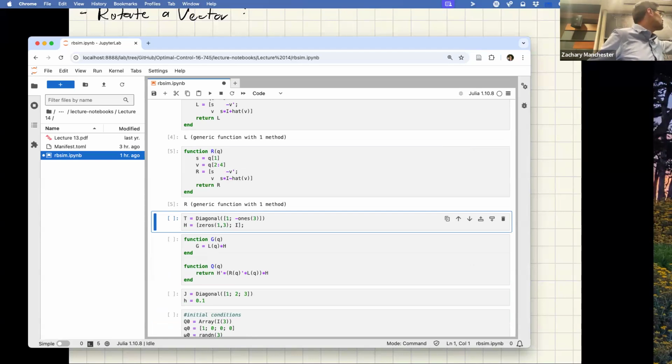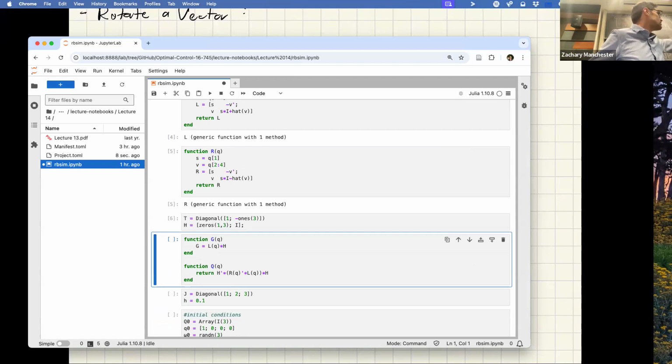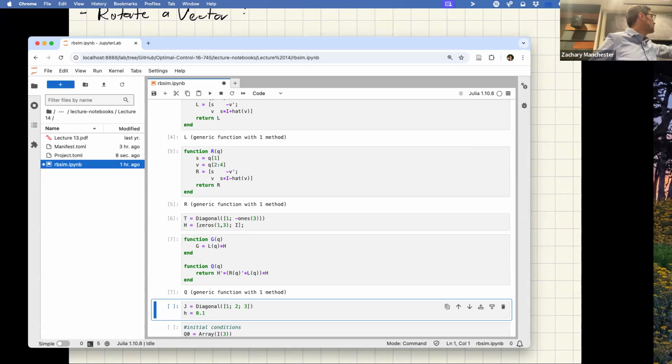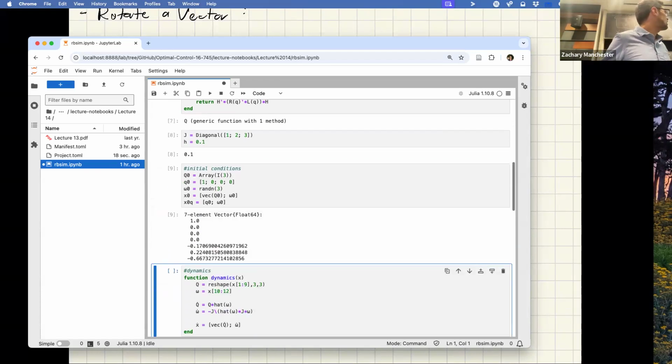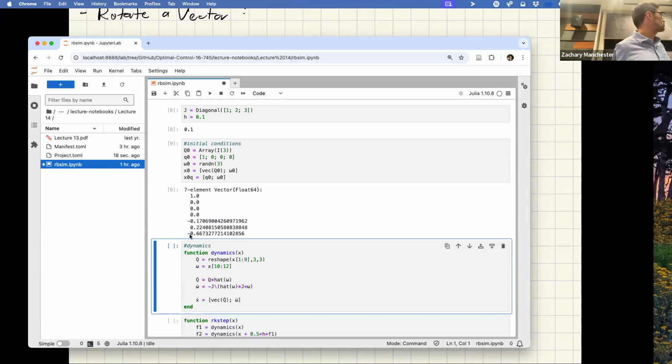These are all the little things we just wrote down. This G is just L times H. It shows up a lot and it's convenient. And then here's Q of Q that we just derived. So what I'm going to do now is simulate a rigid body tumbling. I'm just making up an inertia matrix, 10 Hertz time steps, random initial conditions. Here's the continuous dynamics. So this is what we just derived, right?